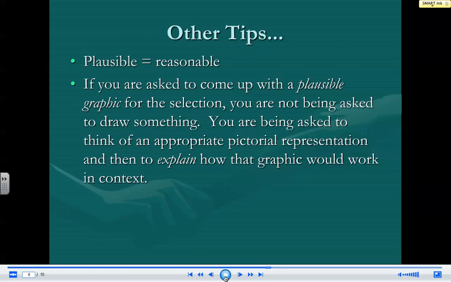Plausible equals reasonable. So if you're asked to come up with a plausible graphic for the selection, you're not being asked to draw something. You're being asked to think of an appropriate pictorial representation and then to explain how that graphic would work in context. In other words, they're asking you what picture might best represent what you've just read, and make sure you explain why you made the choice you did.